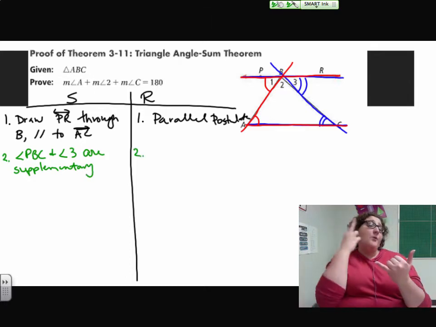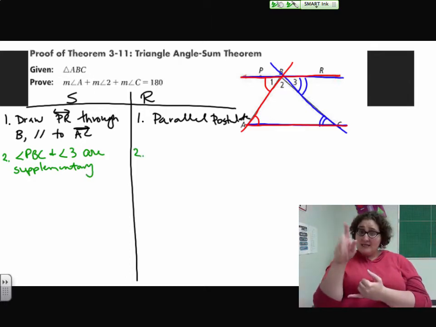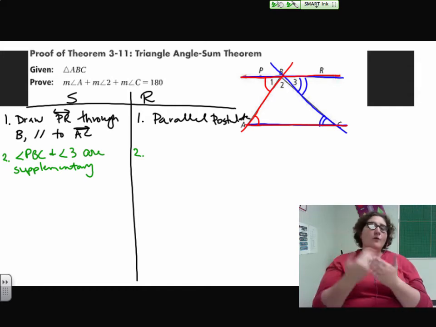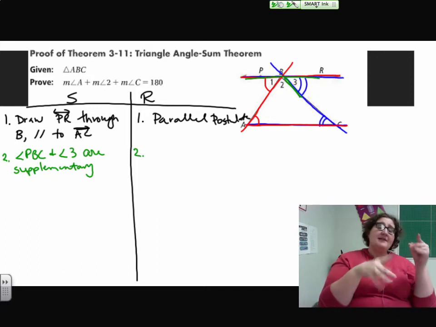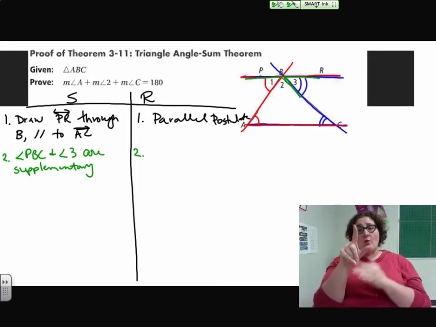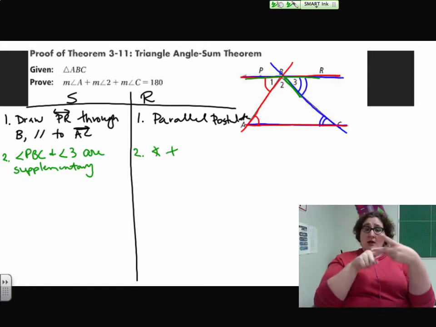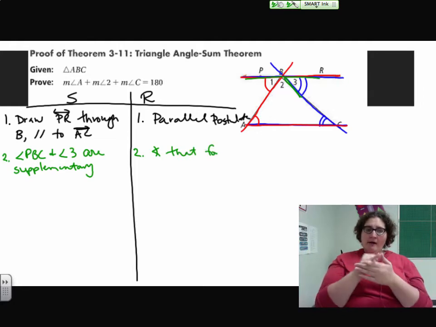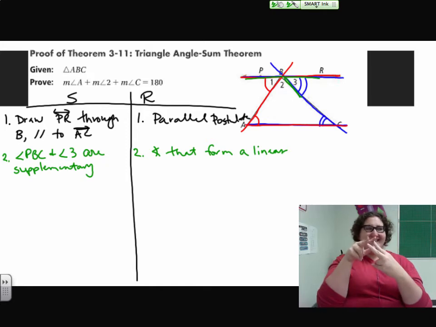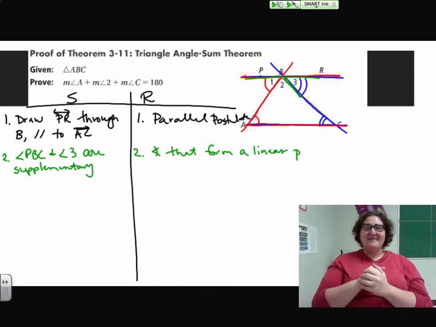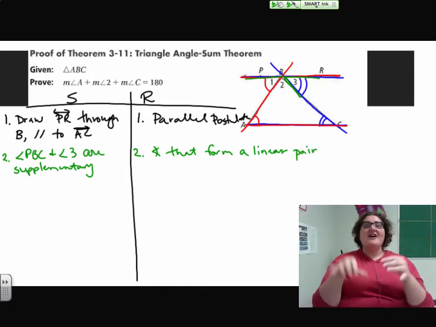Now the reason I want to say that they're supplementary is because I'm going to prove that a triangle has 180 degrees in it. So if I can say that this angle plus this angle equals 180, that can help me get to where I'm going. So the reason is because angles that form a linear pair are supplementary.